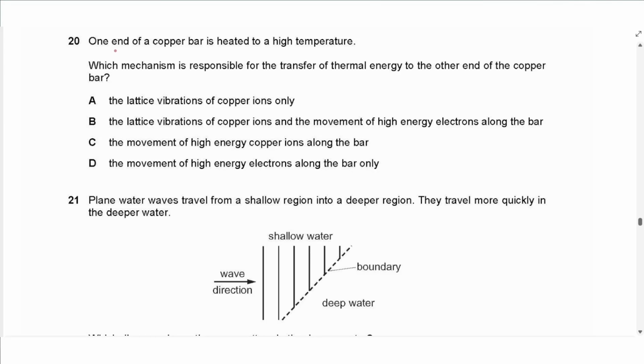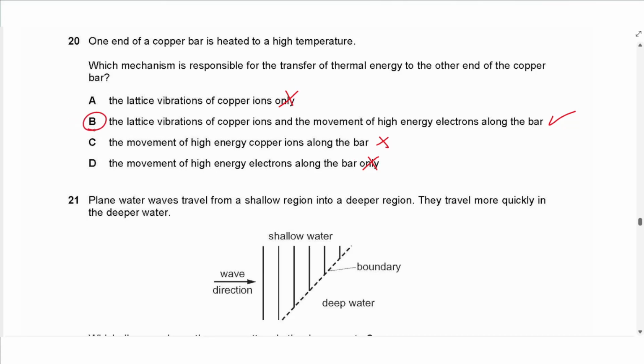Question 20 says one end of a copper bar is heated to a high temperature. Which mechanism is responsible for the transfer of thermal energy to the other end of the copper bar? So we have lattice vibrations of copper ions only, not only, there are free electrons. The lattice vibrations of copper ions and the movement of high energy electrons along the bar. Yes. The movement of high energy copper ions along the bar. Ions do not move through solids, so no. The movement of high energy electrons along the bar only, again, not only, lattice vibrations are included, so we choose B.